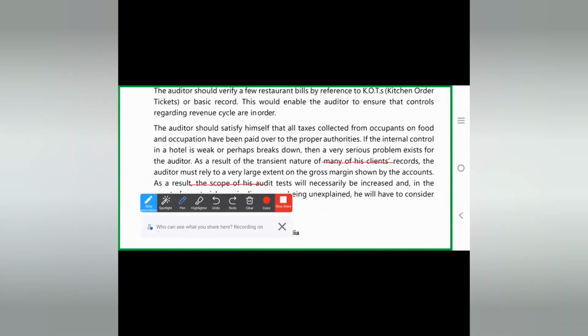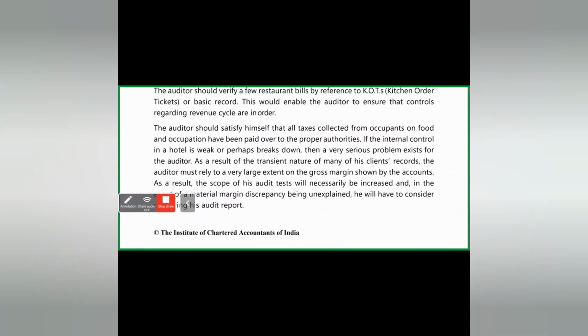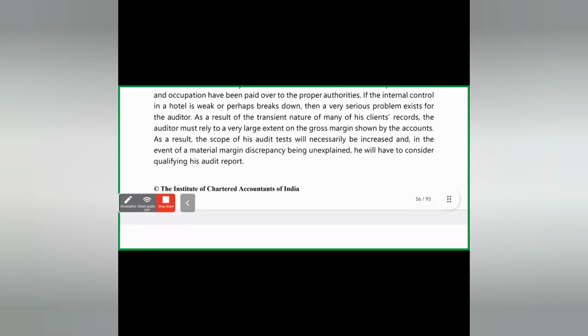The auditor should satisfy himself that all the taxes collected from occupants on food are properly accounted for. At times, if you see McDonald's, KFCs, or a large chain of hotel industries, GST is charged. Have you noticed at times CGST, SGST? Yes, ma'am. In hotel bills, in that case, the auditor should check that the amount taken is properly paid or submitted to the tax authority.